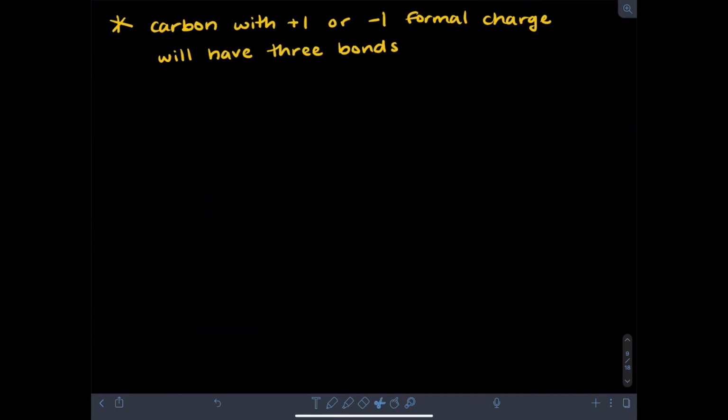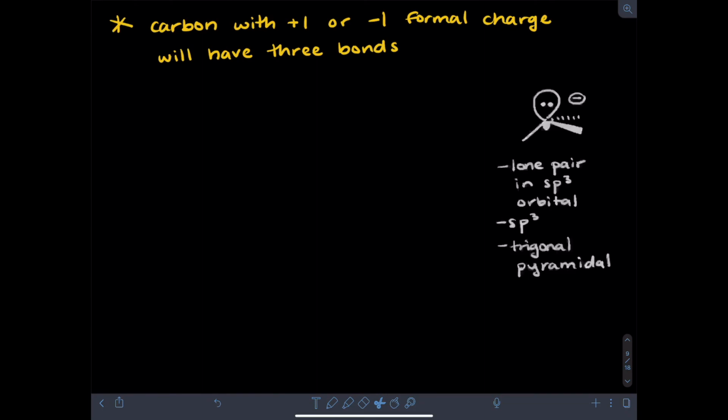We have a similar situation if you have a carbon with a -1 formal charge as well. These carbons will also have only 3 bonds. The difference in this case is that the carbon has 3 bonds and a lone pair, rather than having an empty p orbital, like the cationic case.